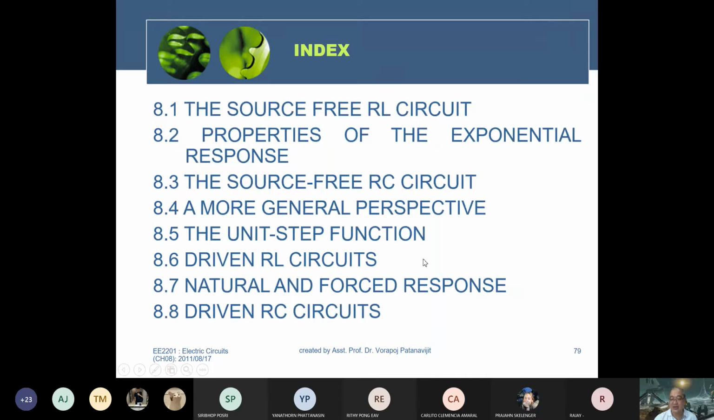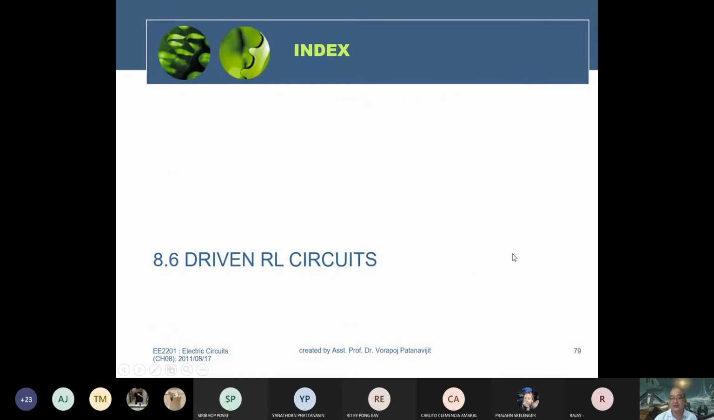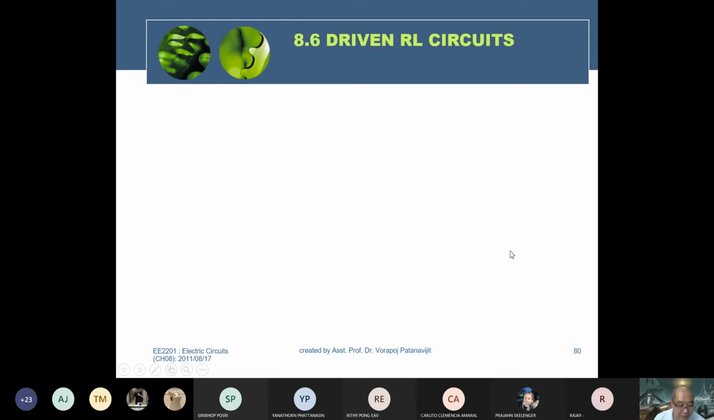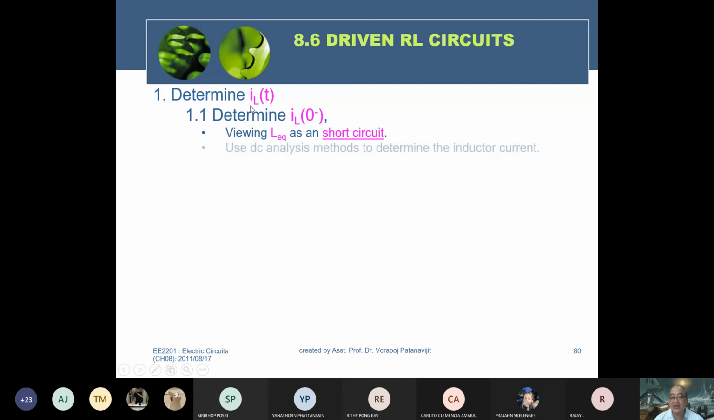Now we go to the application. Why must we study the unit step mathematical function? Because we will use it in the driven RL circuit. For the driven RL circuit, we separate the computation of the inductor current IL into 4 steps. Observe the circuit first, and if it is an RL circuit, you must determine 4 steps.